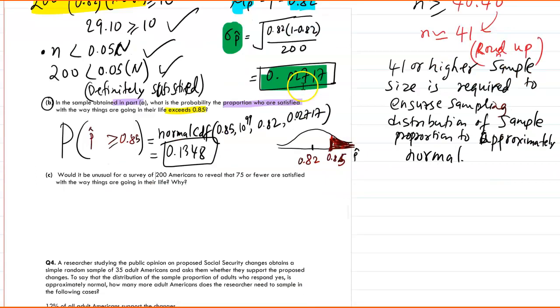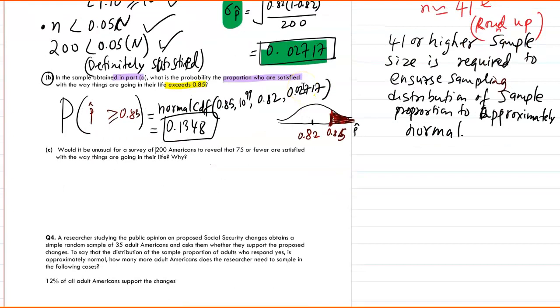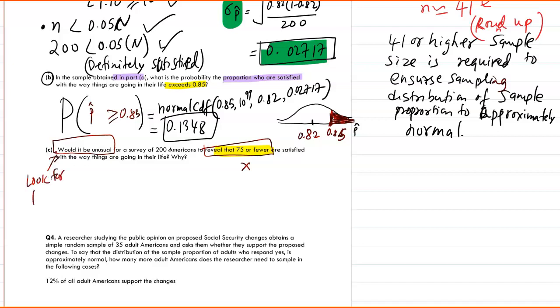Next question: would it be unusual for a survey of 200 Americans to reveal that 75 or fewer are satisfied with the way things are going in their life? Remember that 75 or fewer means this X value is 75 or fewer. You're looking for unusual. Would it be unusual? To check for unusual, you've got to look for probability.